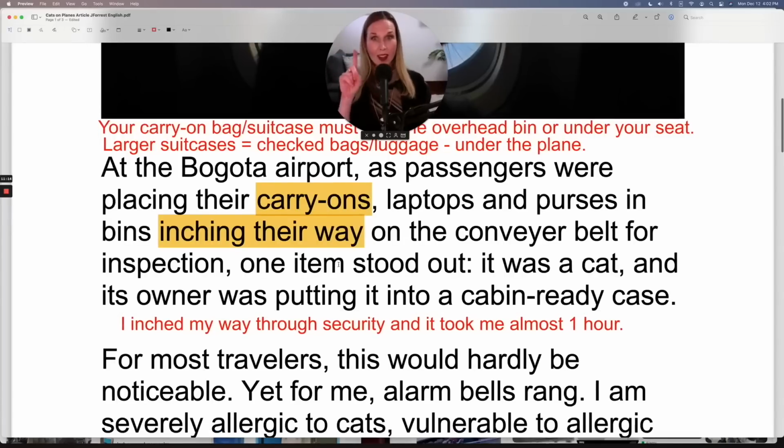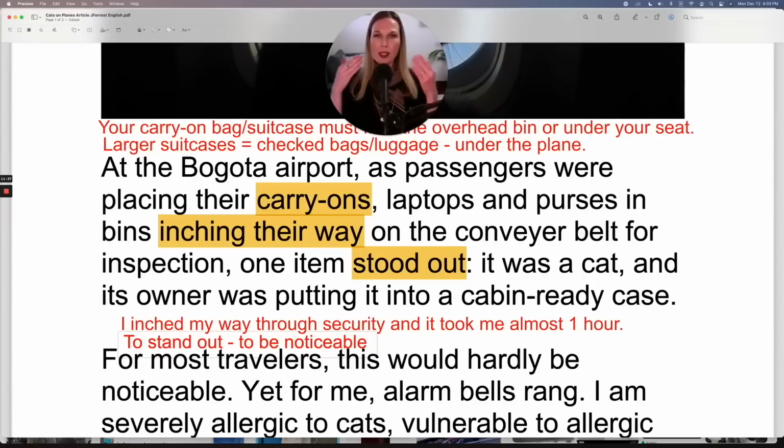All right, one item stood out. This is a great phrasal verb, to stand out. And this means to be noticeable, to stand out, to be noticeable. So it's something that you notice more than other things.